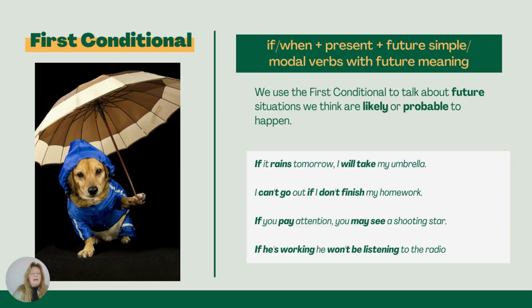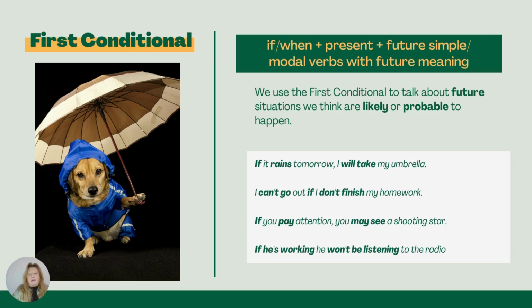Let's move on and let's talk about first conditional. We use the first conditional to talk about future situations. And in this case, we think that these situations are likely or probable to happen. Let's see some examples. If it rains tomorrow, I will take my umbrella.